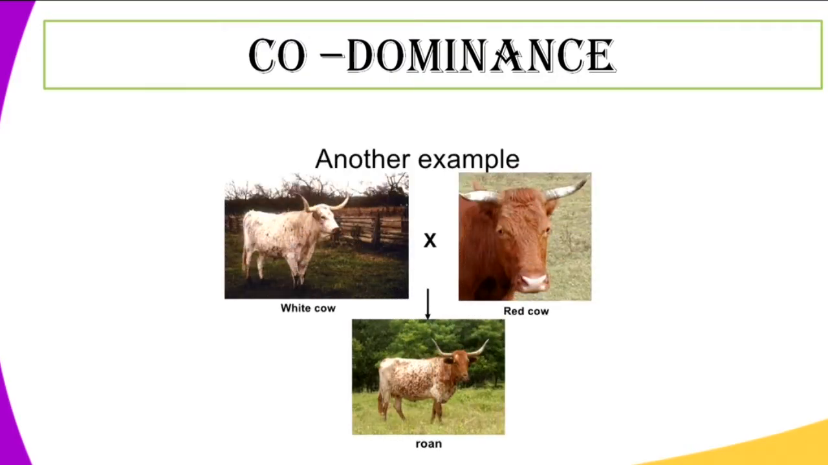Still looking at another example of codominance, we have a white cow and a red cow. When they merge together, they fertilize, they're going to produce a cow that has both the colors. For example, in our illustration, the roan which has been produced has white color with brownish pigments. So all the colors have been incorporated, so all of them can be easily seen in the phenotype.